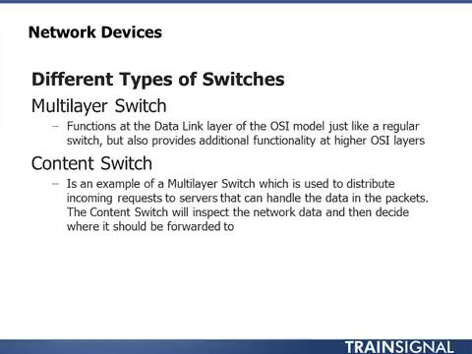A content switch is a version of a multi-layer switch, which is used to distribute incoming requests to servers that can handle data in the packets. Basically what it does is it has the ability to look into the actual packet itself, decide what type of content it is, and then see where it should be sent on to based upon the other devices that can handle that form of content.